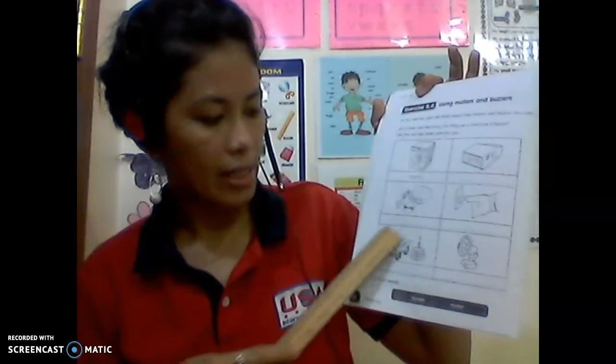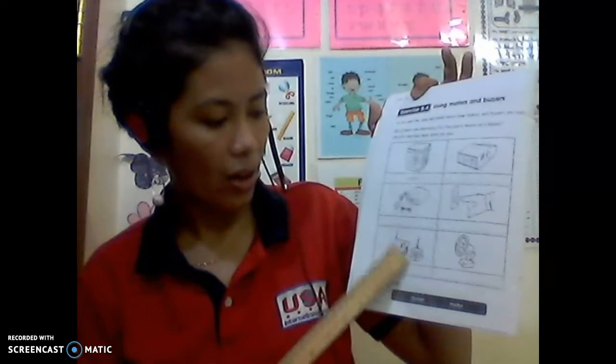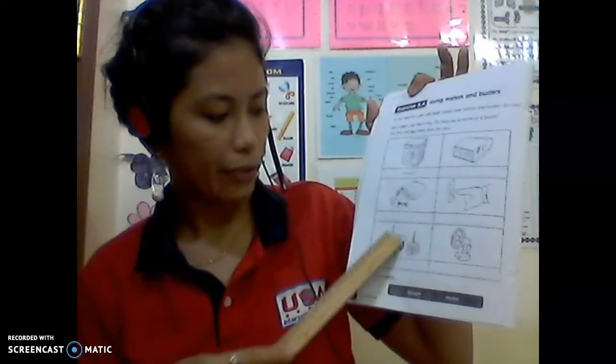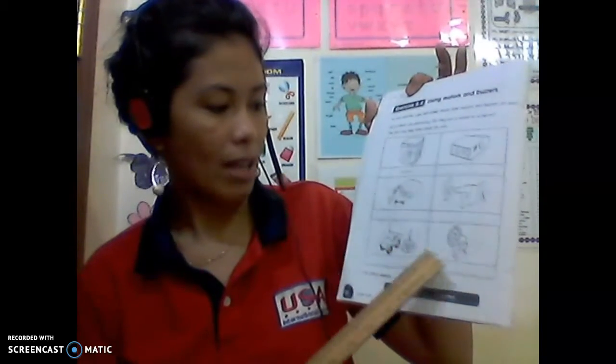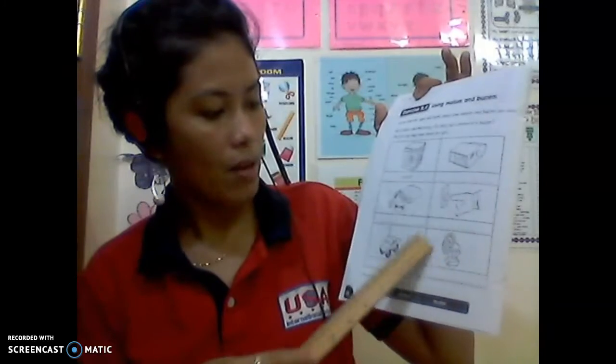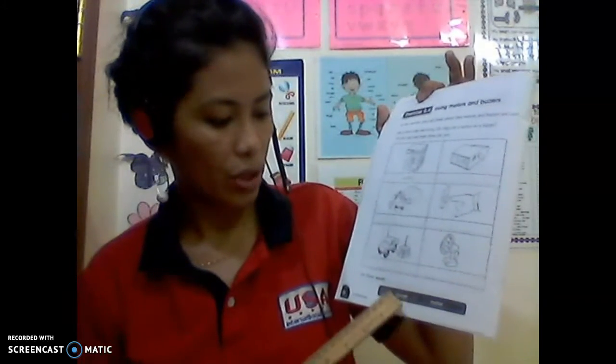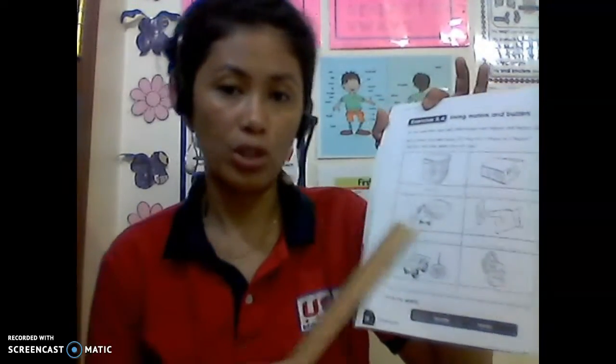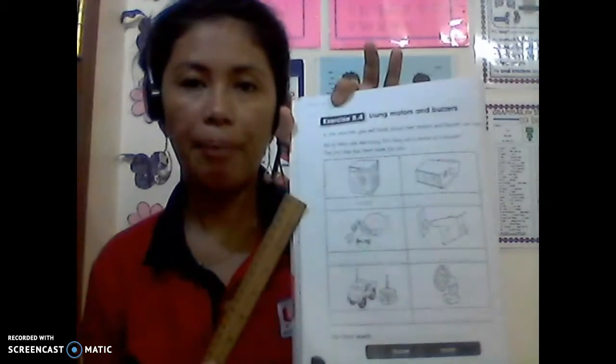And this one is a remote car. Do we use buzzer or motor in order for it to move? How about this? This is a fan. Do we use a buzzer or motor? So you just write under the picture, buzzer or motor. After you do this, please take a picture and send it to teacher.